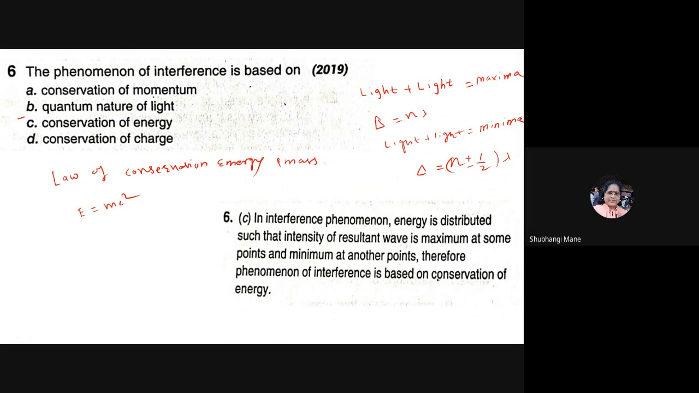मीन्स इथे मोमेंटम कॉन्झर्व होत आहे का तर नाही. क्वांटम नेचर ऑफ लाईट कॉन्झर्व तर नाही. कॉन्झर्वेशन ऑफ एनर्जी, इंटेन्सिटी वाढतीये म्हणजेच काय तर दॅट इंटेन्सिटी इज गोइंग टू कॉन्झर्व into energy. So that is explained. In interference phenomena, energy is distributed such that intensity of resultant wave is maximum at some points and minimum at another points. Therefore, phenomena of interference is based on conservation of energy. Okay, conservation of energy.